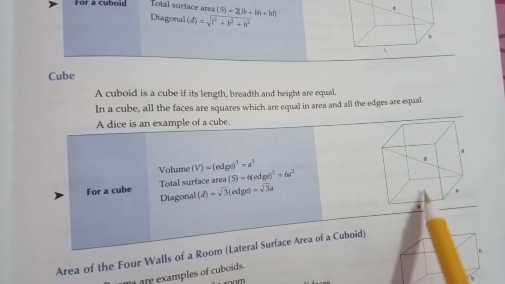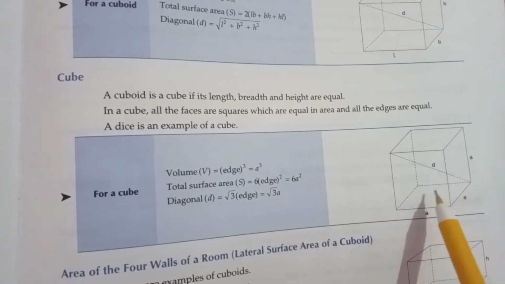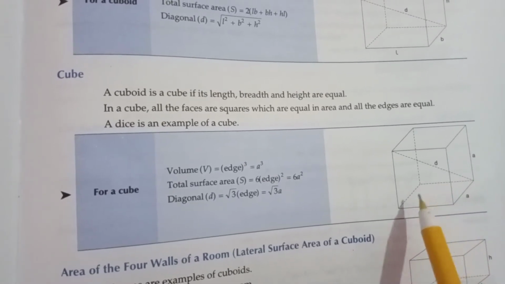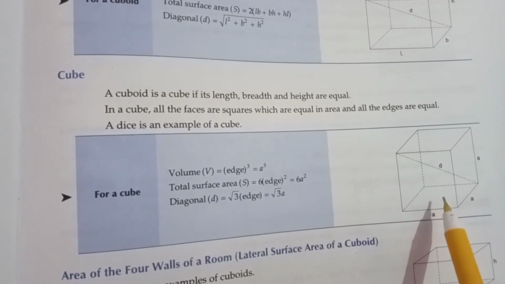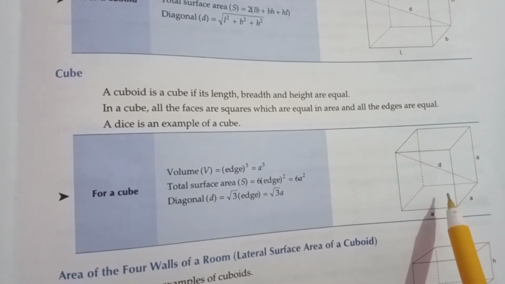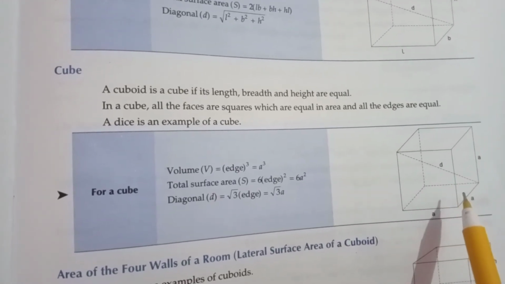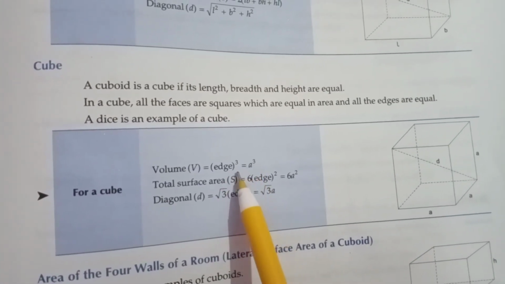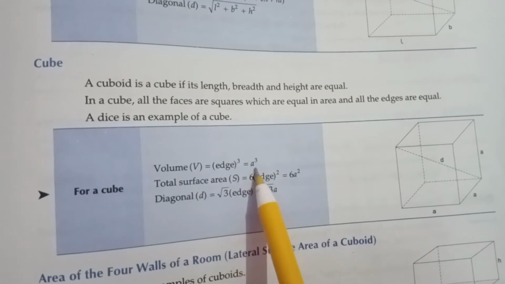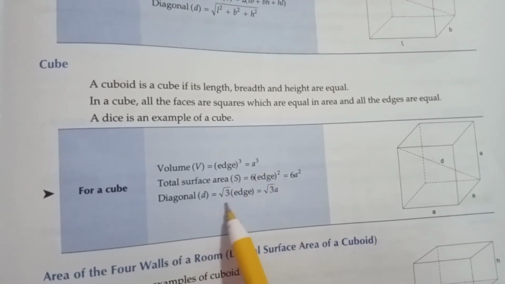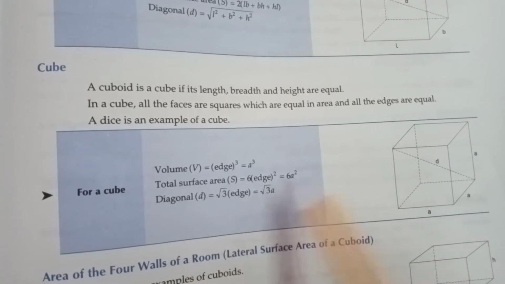In a cuboid, if all the faces are of square shape, then the cuboid is a cube. It has length, breadth and height equal. So in a cube, all the faces are squares which are equal in area and all the edges are equal. The best example of a cube is a dice. To find the volume of the cube, the formula is a cube, where a means side. Total surface area is 6 into side square and diagonal is root 3 into side. Clear student?